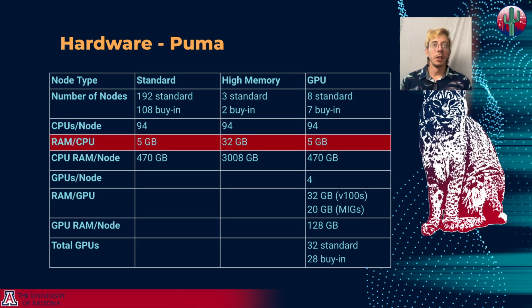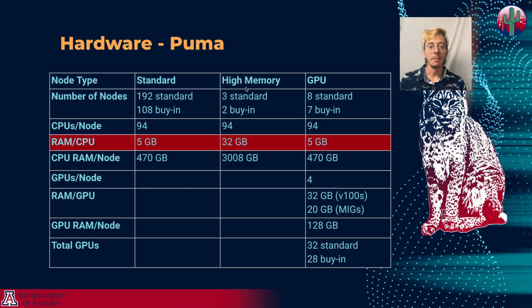So here's Puma. Here we have 3 different node types. So the first column after the headings is the standard nodes, and the standard nodes don't have any GPUs, which is why these fields here are empty. We can see that in the standard nodes, there is 5 gigabytes available per CPU. And we can choose up to 94 CPUs per node, and there are up to 192 standard nodes. So these are basically the things that we'll need to be aware of when we're constructing our batch scripts or when we're inputting information into the Open OnDemand job composer.